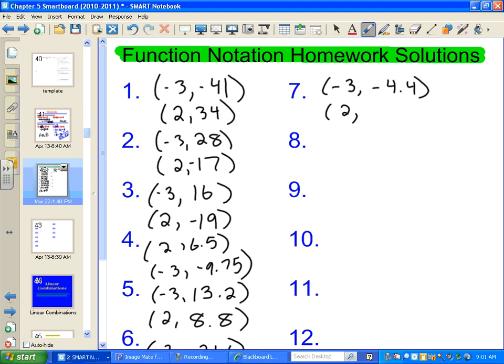Two, what did you get for the 2? You said, good. -0.4, or if you had -2/5, that's fine. Thank you, Matt. Number 8, Dirk.